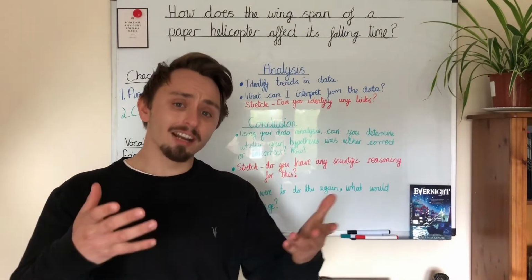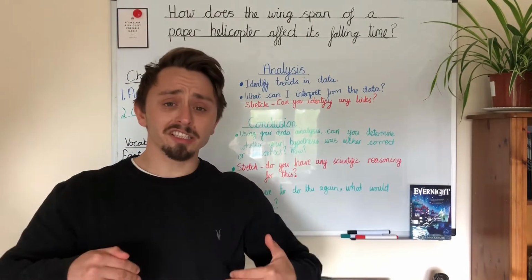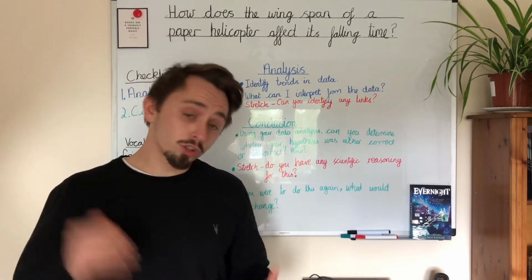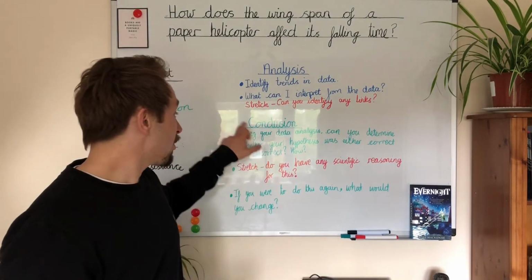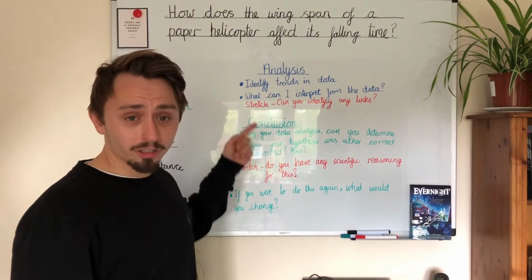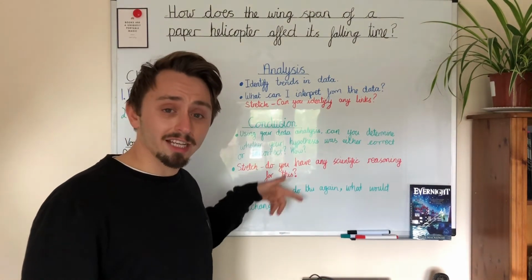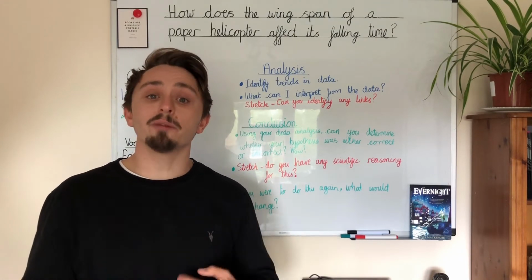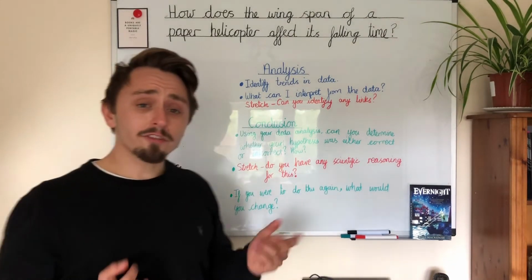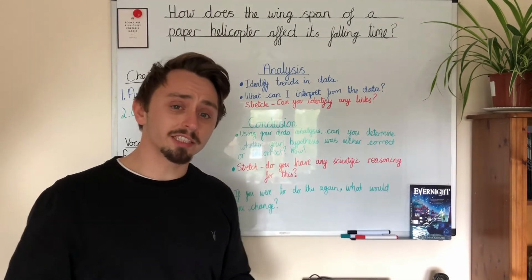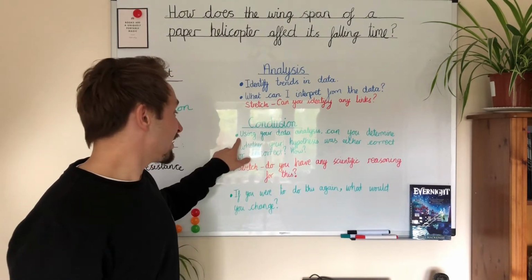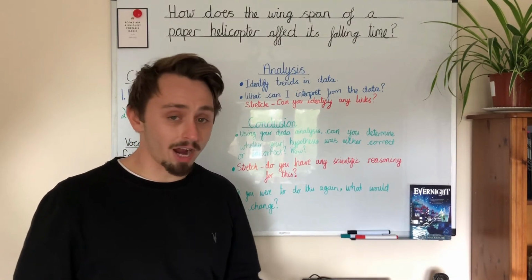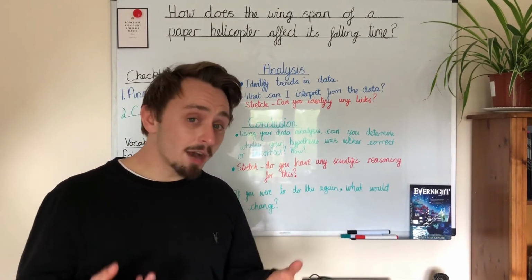So now that we have analysed our data and we've looked at what it's told us, and we've figured out that the trend was the shorter the wingspan, the shorter the fall time, we need to move on to our conclusion. So for our conclusion, we're going to talk through these and then I'm going to show you how I've written them after that so that you will know how to write it up for your experiment. So again, for our conclusion, there are 3 things I want you to consider. Number 1, using my data analysis, can you determine whether or not your hypothesis was correct? Was it incorrect? How do you know?